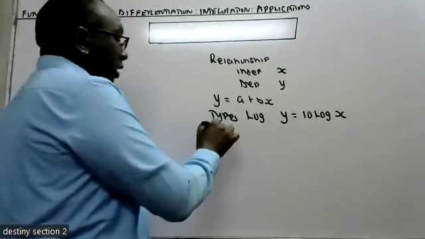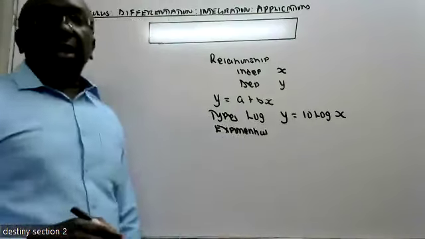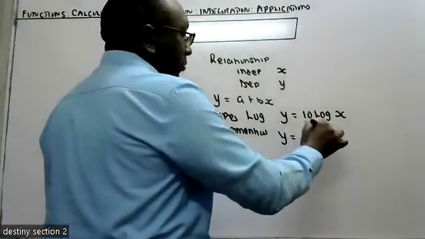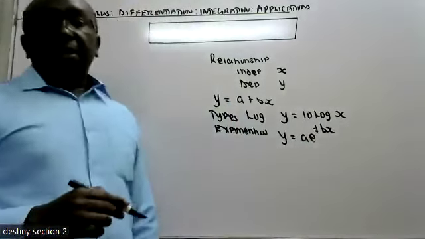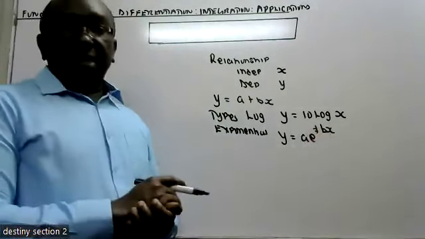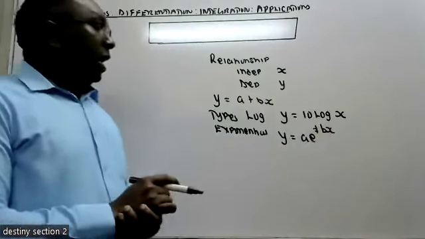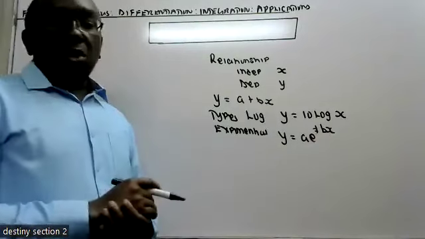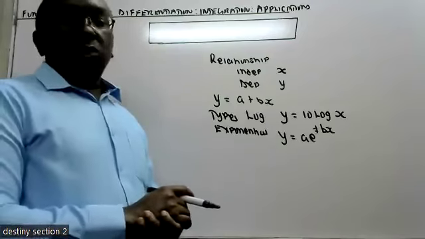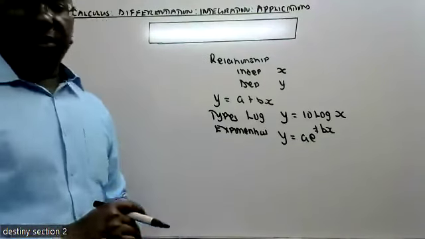Then we have what we call the exponential functions. The exponential functions are written as y = ae^(±bx). And this is where the independent variable is part of the power. It's part of the exponent. And these are used more in what we call exponential probability distribution, and in a topic we used to call queuing theory, but because that topic is not a part of your syllabus, we will not give a lot of attention to that.